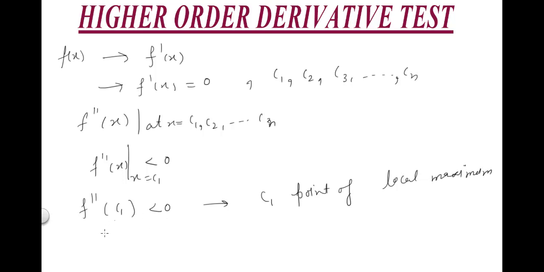Clear? Otherwise, if it would have come as greater than 0, then c1 would have been called the point of local minimum. Clear? This is how we are going to check using the second order derivative test. So here we don't have to do much calculation. We just have to differentiate it twice, find out the critical points, put them in the second order derivative and check whether it is less than 0 or greater than 0. Do remember the conditions, do note them down in your notebooks. They are really helpful in solving your questions.